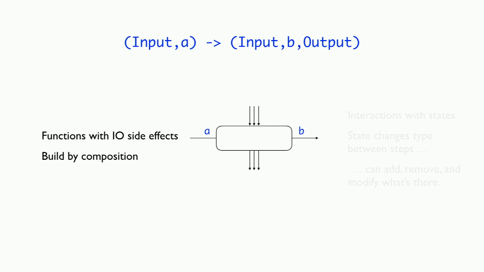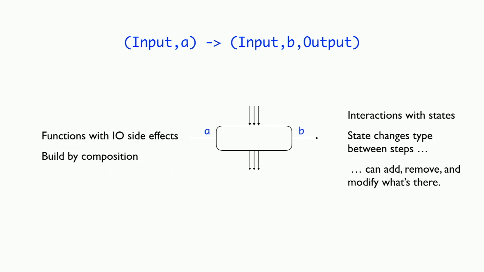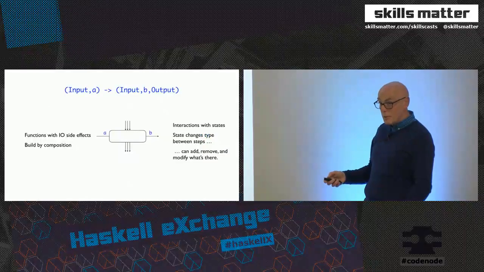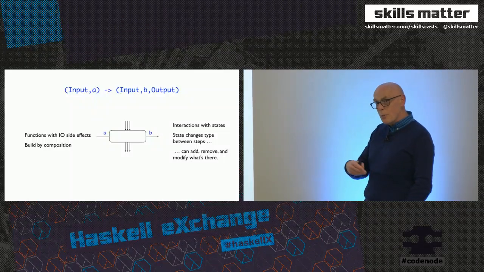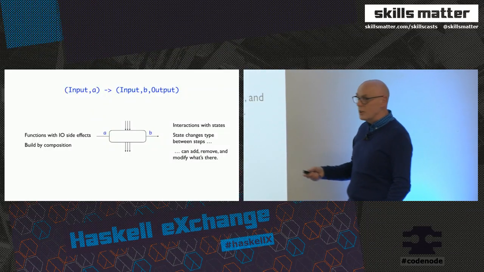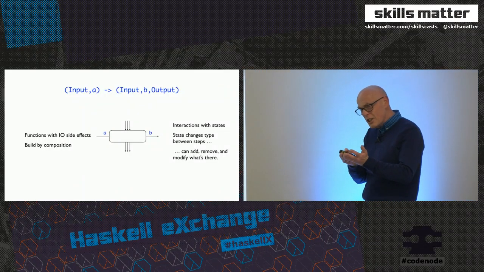The other way of viewing it is to view it vertically as something interactive, but as part of the interaction, a state is changed. And the state can not only change value, it can change type. So we might start off with something of type A. At the end of the interaction, we have something of type B. So we've got that general model.